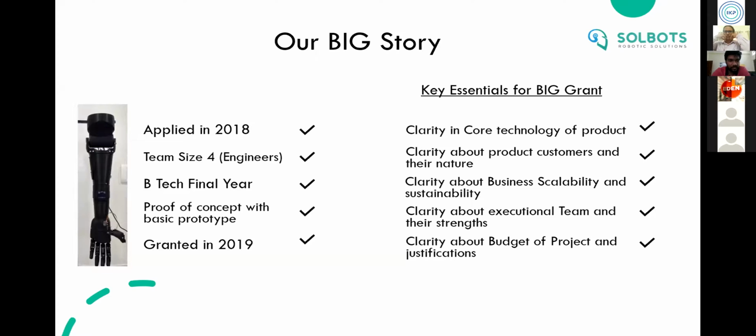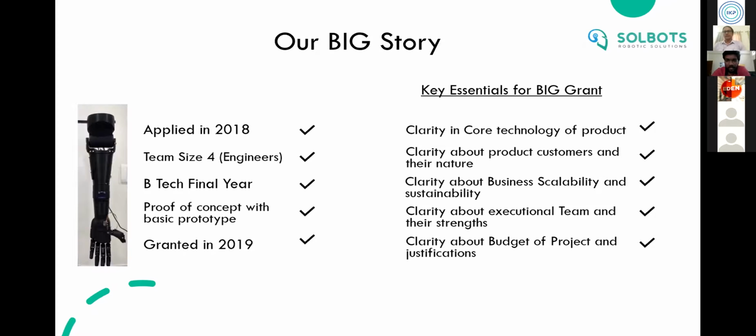Fortunately, we got it. During the application, we were a team of 4 engineers from different engineering disciplines, not just mechanical or electronics. We have a team from different backgrounds like electronics, computer science, mechanical engineers, and IT professionals, and the junior teams as well. When we got the grant, we were in the final year of BTech.